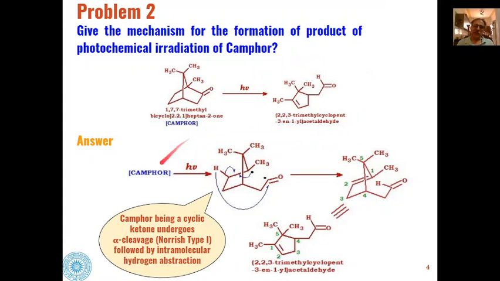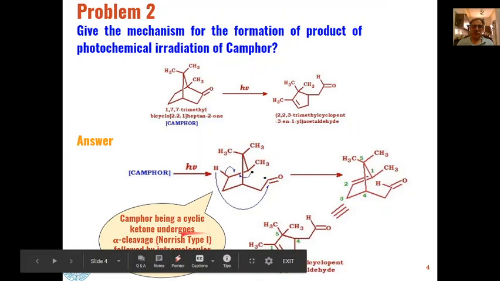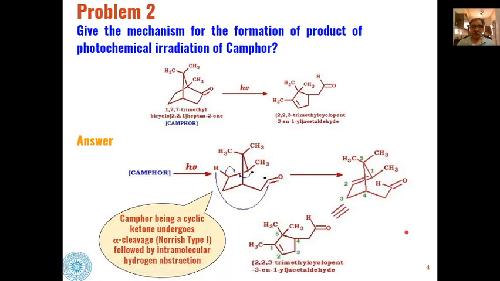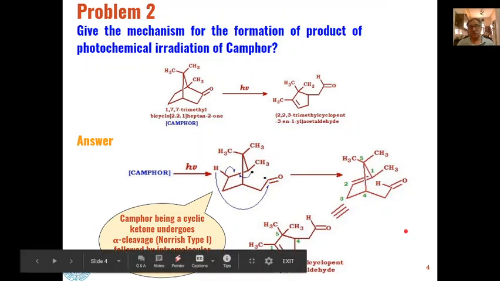And the overall reaction is a Norrish type 1 reaction, where alpha cleavage of the cyclic ketone takes place, and this alpha cleavage is followed by intramolecular hydrogen abstraction.